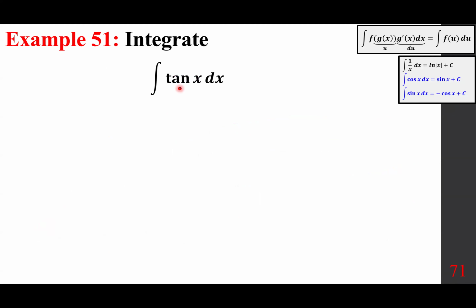We want to integrate tan of x. We don't have a formula for it, so we recall that it's sine over cosine. And we also recall if we are dealing with a fraction, first we have to simplify. If we can, the choice of u would be the denominator, in this case cosine. The derivative is negative sine, which makes du negative sine x dx.